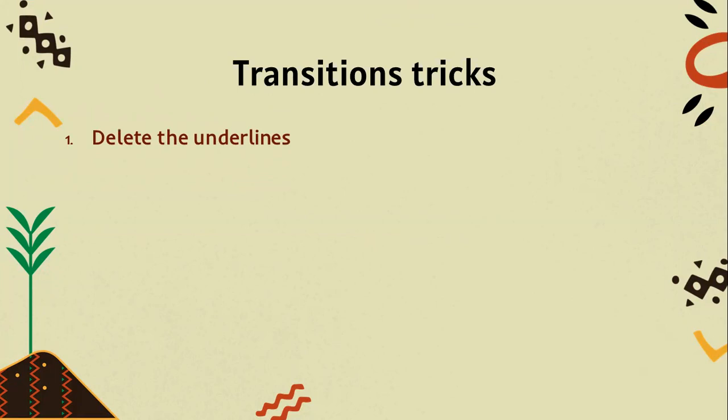If you see the option delete the underline, this will be the best option for you. So again, once we figure out that this is a transition question and we have an answer, this answer is delete the underline. So this is the best option for you.